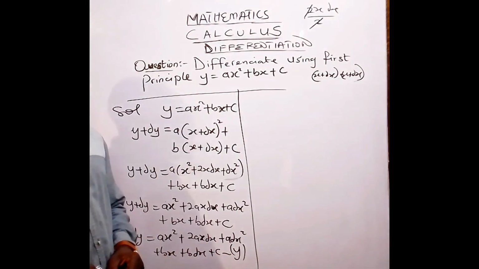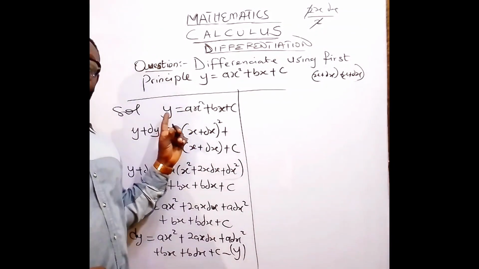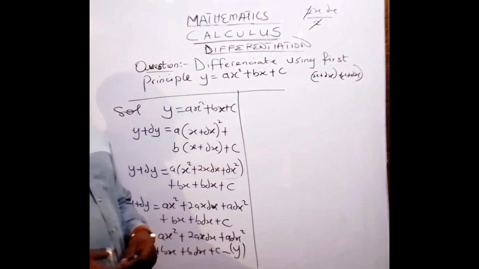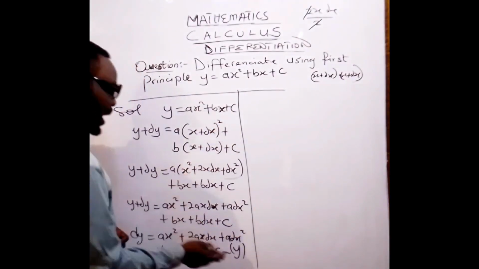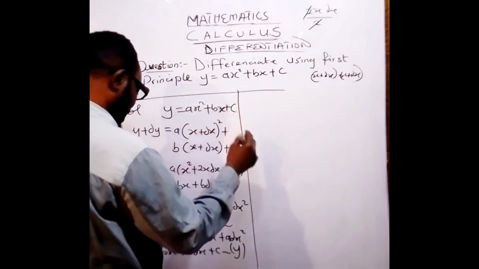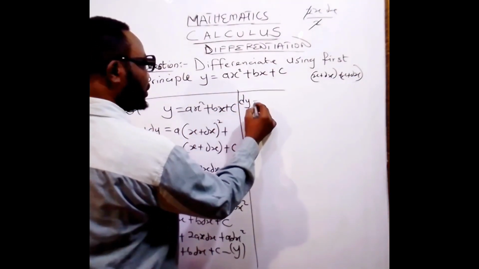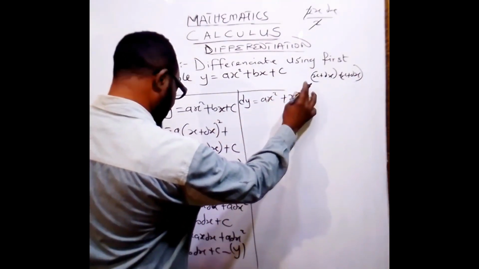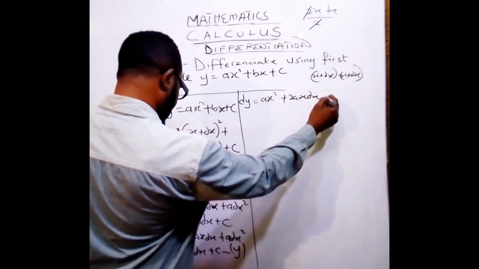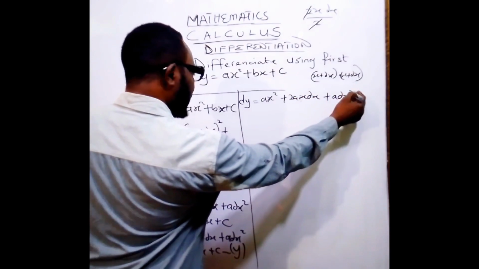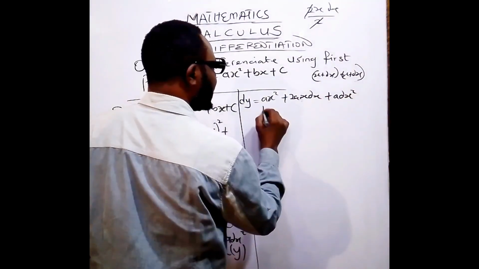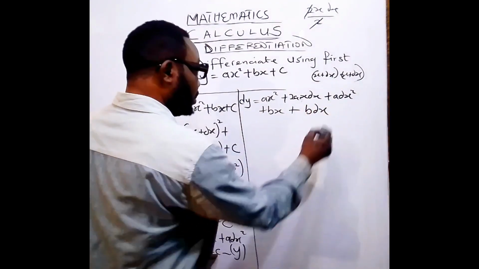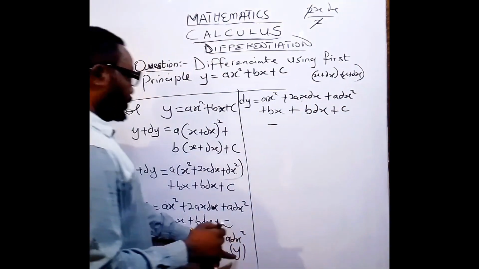And don't forget that initially we have been given the value of y in our question, that y is equal to ax squared plus bx plus c. So let those values represent y now. So let y be ax squared plus bx plus c. We are going to have dy will be equal to ax squared, as I have this there, plus 2ax dx plus a dx squared plus bx plus b dx plus c minus, what's the value of y?